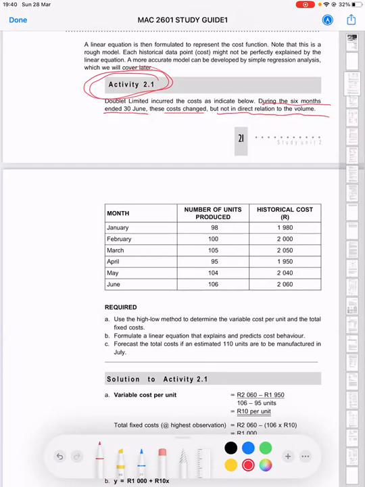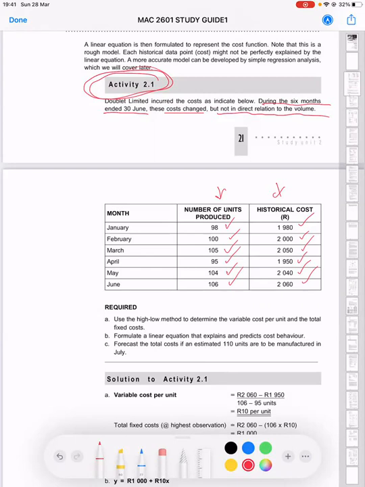Now they give us the months there. The production observation was done over a period of 6 months. Number of units produced is in that column, and then the historic cost. Now, it cost 19890 to produce 98 units. It cost that much to produce 100 units, that much to produce 105 units, that much to produce 95 units, that much to produce 104 units, and that much to produce 106 units.